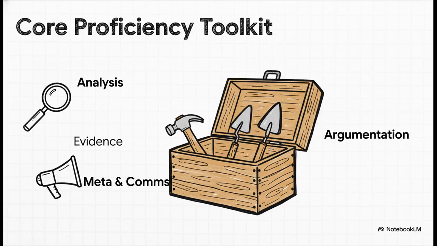First up, analysis skills. Can they actually understand the context and perspective of what they're reading? Second, evidence skills. Can they tell good evidence from bad, and can they use it well? Third, and this is the big one, argumentation skills. Can they build a solid argument of their own? And finally, communication and reflection. Can they share their ideas clearly and think about their own process? If you focus your teaching on these 4 buckets, you're getting them ready for everything.